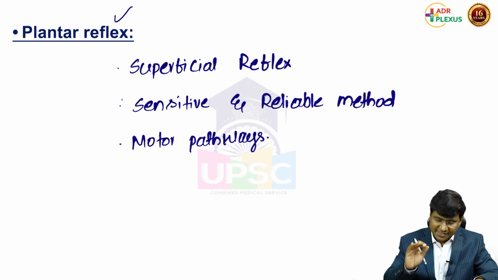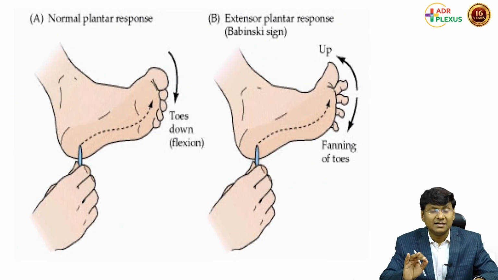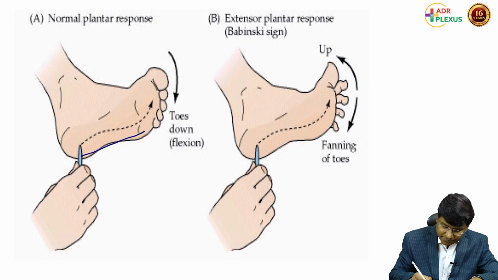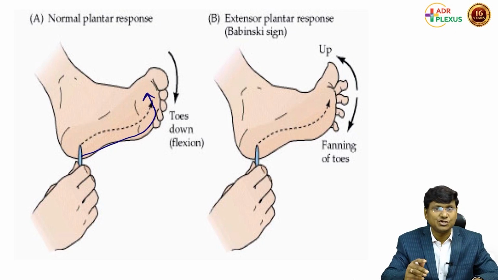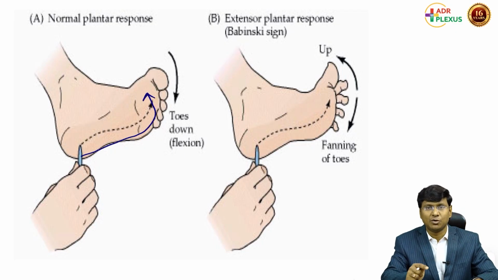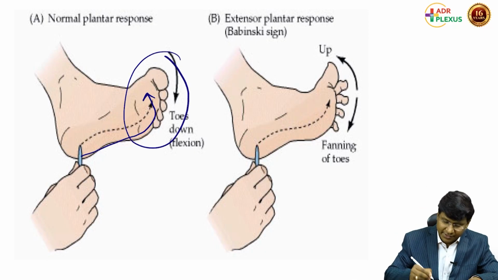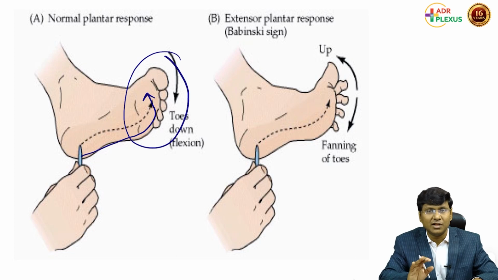And how is it being elicited? See, the plantar reflex: with the help of a blunt object, from the lateral aspect of the foot, the blunt stimulus is given to the medial aspect of the toe. What is the normal response? The normal response is the complete flexion of all the toes. Then what is the abnormal response?